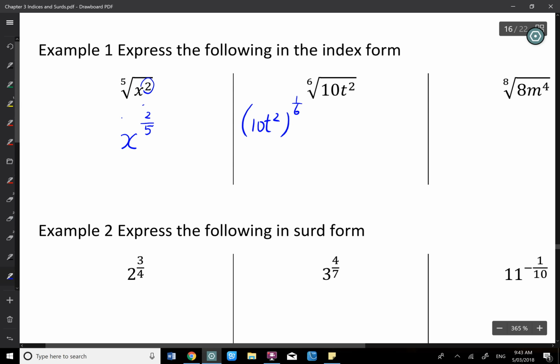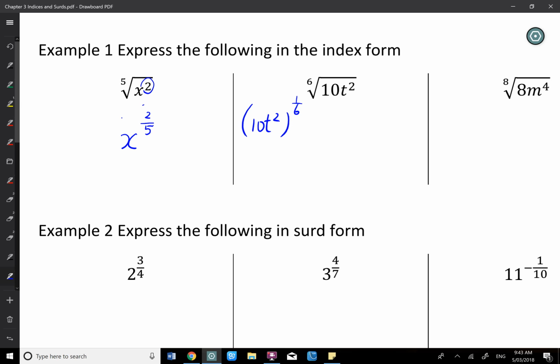That's one way you can write it. You can see the 2 can't go out because 10 is not powered, so you can't do the 2 over 16. But there's another way we can do it. You can power everything under the root.